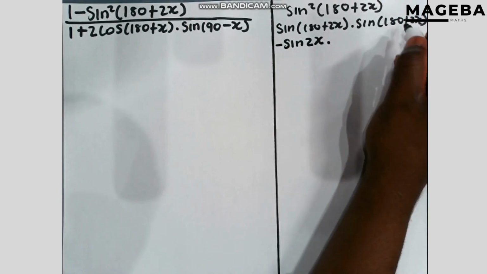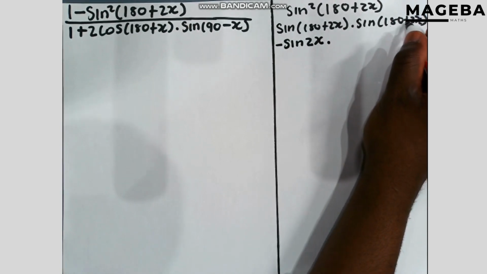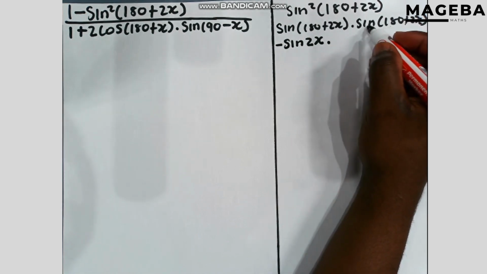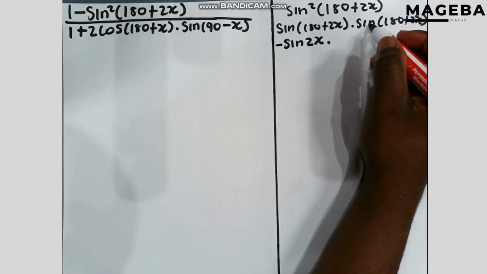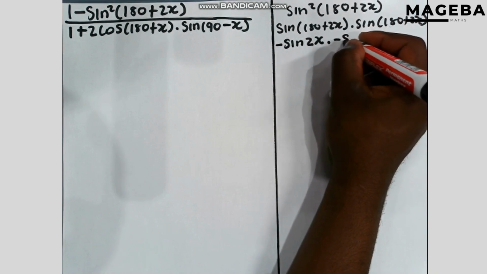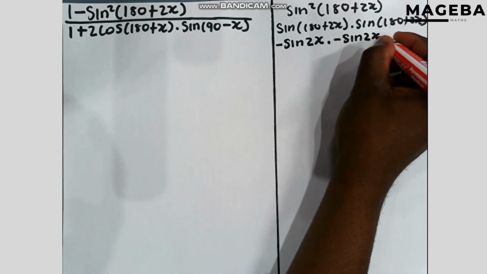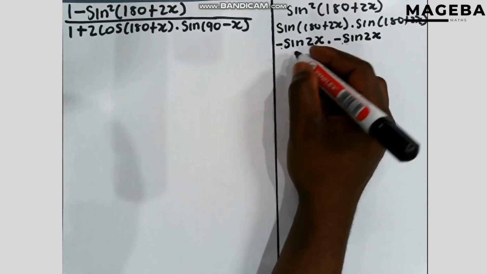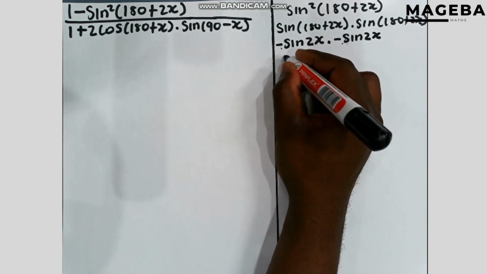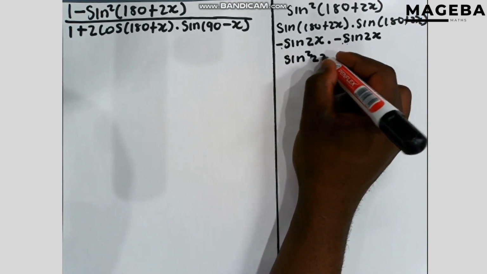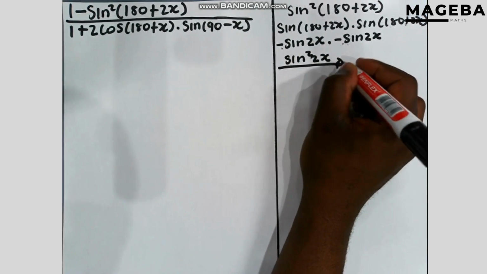2x. Same thing here, 180 plus is in which quadrant? It's in the third quadrant, and sine is positive in the second quadrant or the first quadrant. So two separate quadrants, so it's going to be negative sine 2x. And then multiplying, negative times negative is just positive, so it's going to be positive sine squared 2x. This is what we have here.